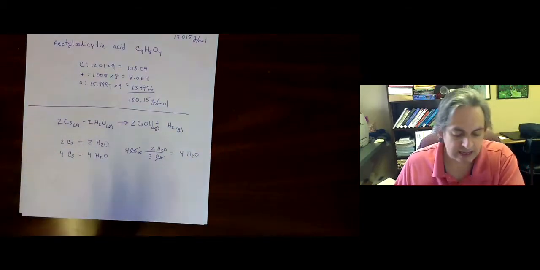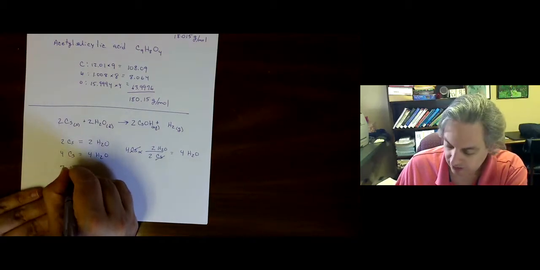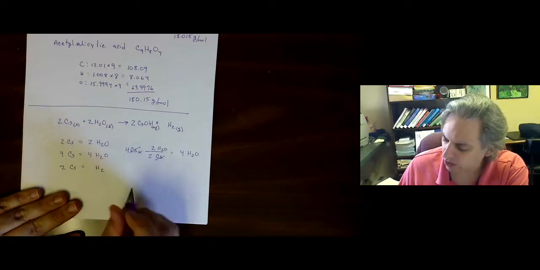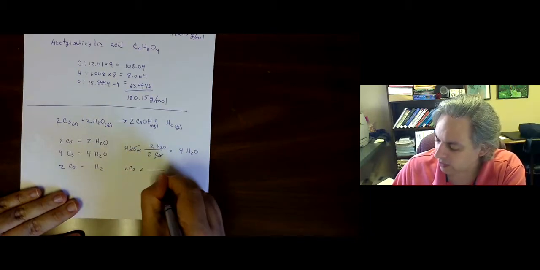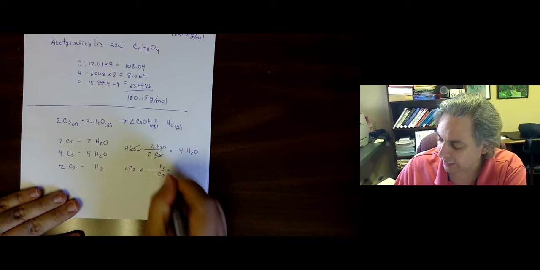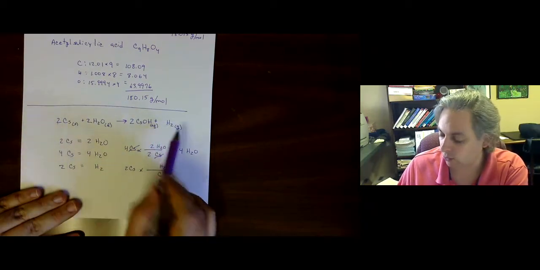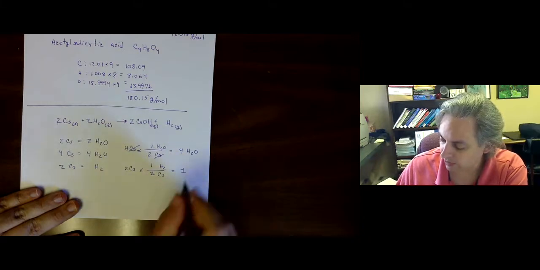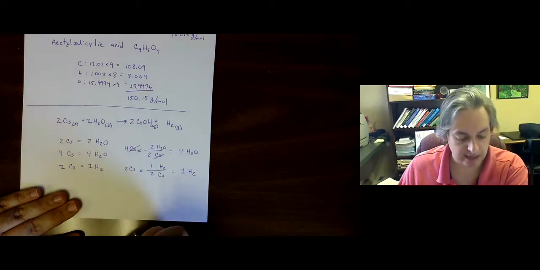Now let's do something that may be a little bit more involved. Let's say we have 2 cesium atoms, and I want to know how much hydrogen we get. Well, we can use the same technique. If we have 2 cesium atoms, now we want to get rid of the cesium and go to hydrogen. And so what is the ratio? We have 2 cesium atoms for every 1 hydrogen. So 2 times 1 divided by 2 tells us we have 1 hydrogen. And so for every 2 cesium atoms, we have to have 1 hydrogen.